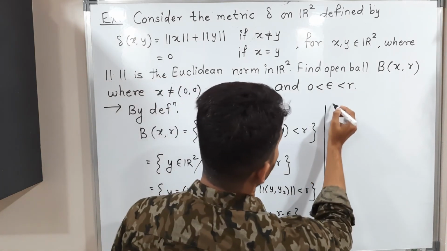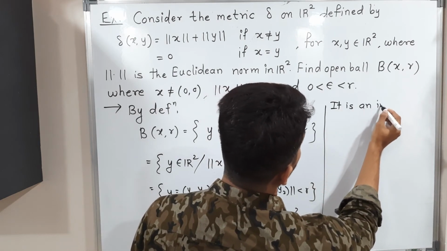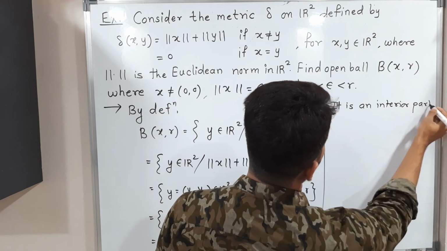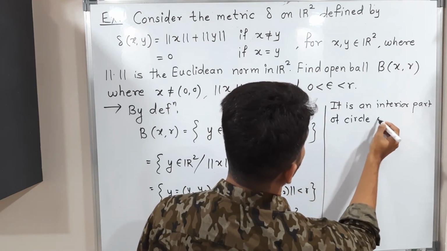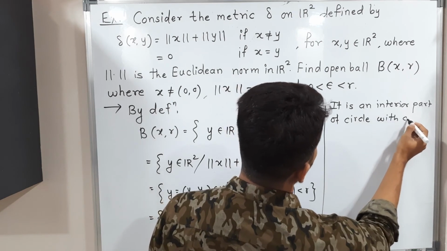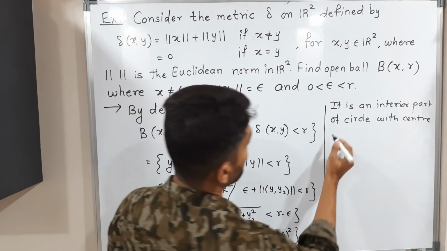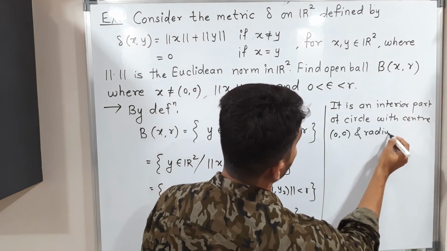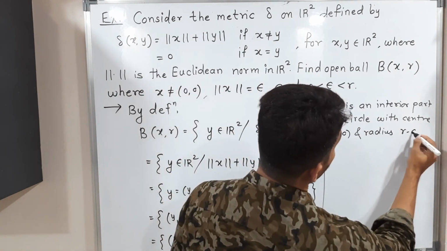So it is an interior part of a circle. What is the center? I will mention the center is, it's a standard circle, so the center is (0, 0). And what will be its radius? Its radius is, see, (r minus epsilon) square, no? So the radius is r minus epsilon.